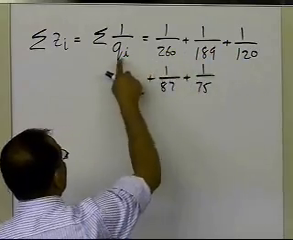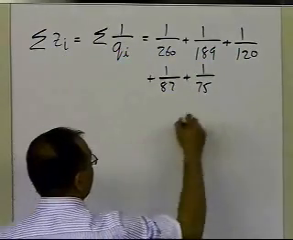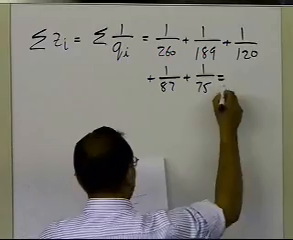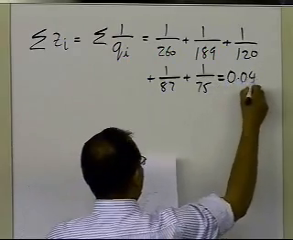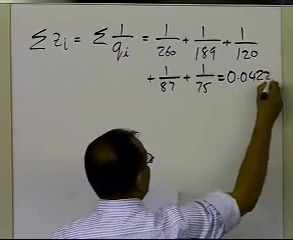I have to take the inverse of each q value and add them up to get the summation of zi values. And this number here turns out to be 0.042298.